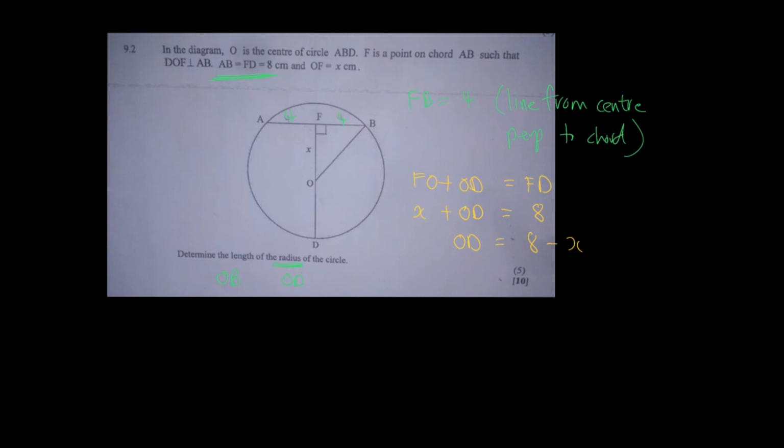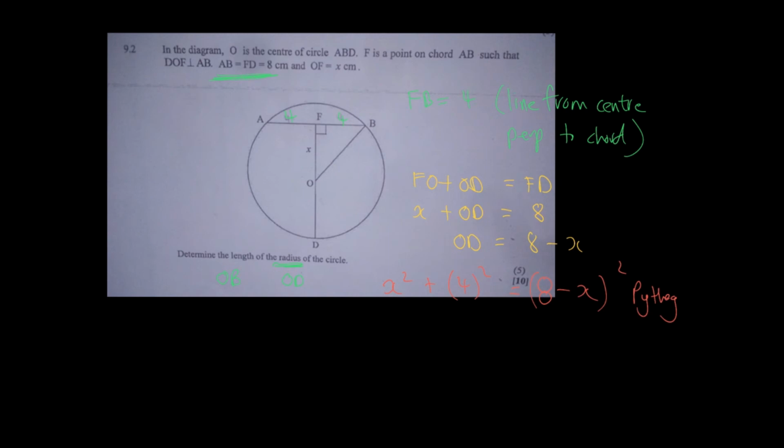Now you can use the theorem of Pythagoras. In other words, what you would do here is say that X squared, so FO squared, plus 4 squared, that would be FB squared, equals OB squared. So OB squared is 8 minus X, and then we would have to square that. And over here, this is where you would write Pythagoras.